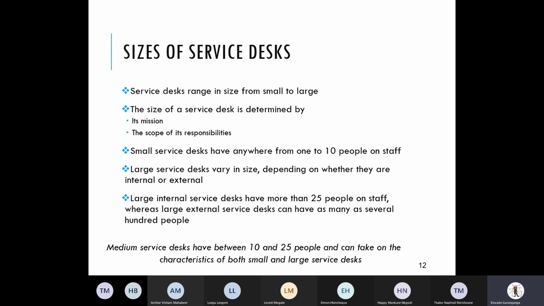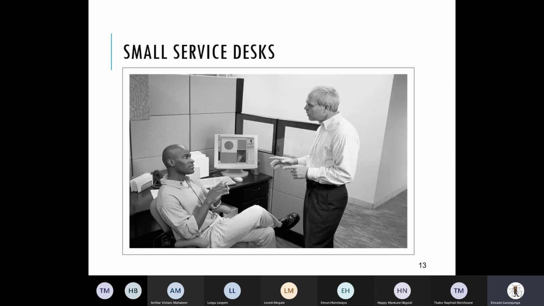25 would be your minimum. Sorry, your medium rather, and then your large would be anything more than 25 as far as your particular setups go. But obviously, characteristics of both small and large are associated with your medium service desk environments. A typical example of what a small service desk would be can be just one individual associated with your environment. Obviously, that would mean that what they are servicing is a very small environment. So just one particular individual within that environment is applicable.